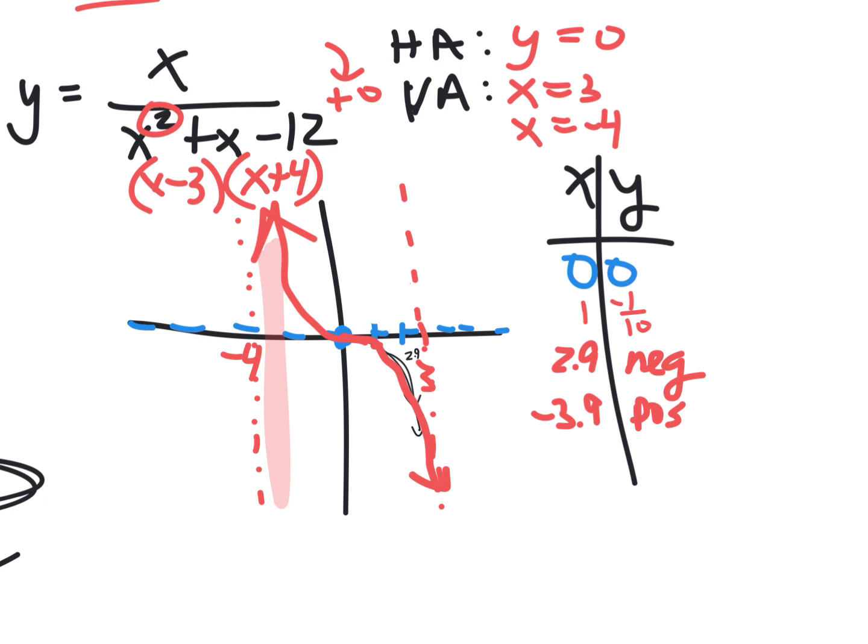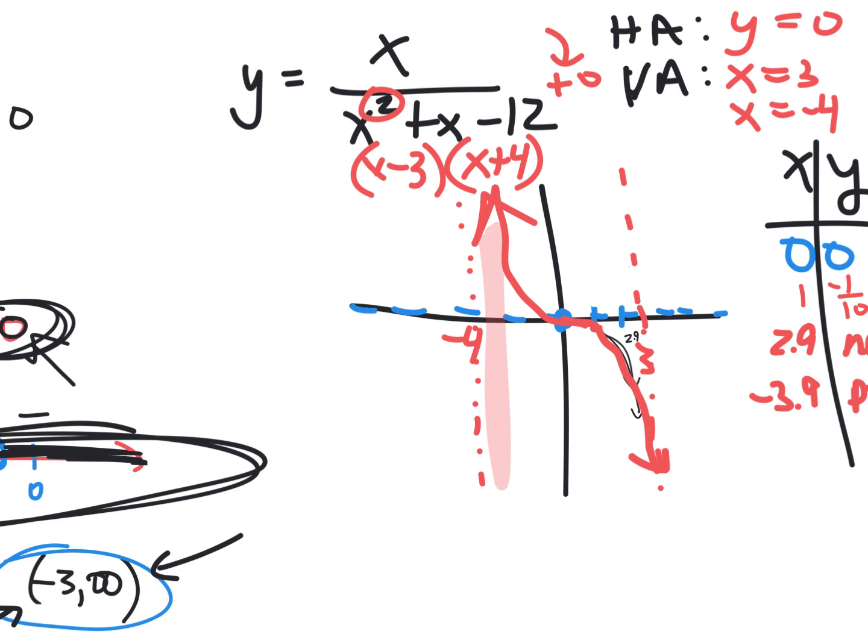Testing on both sides of the asymptote. So I want you to test one more. Test negative 4.1 and see if negative 4.1 tells you in this zone here, on that side of the asymptote, is it going down or is it going up? So at negative 4.1, test it.